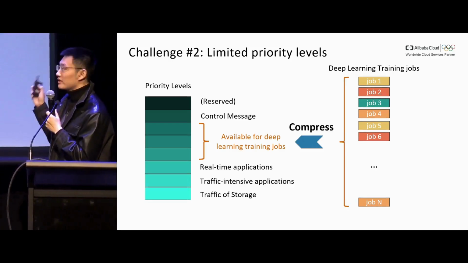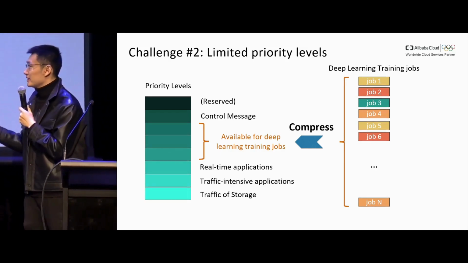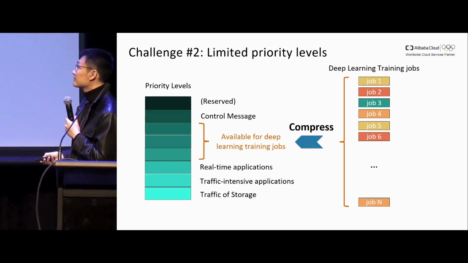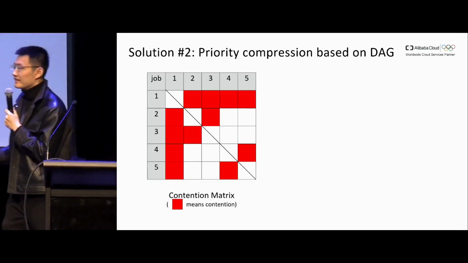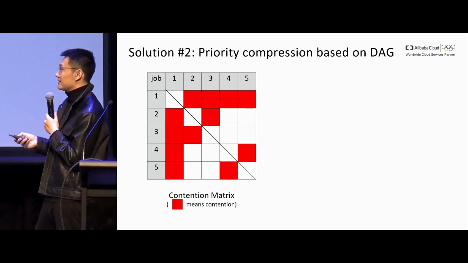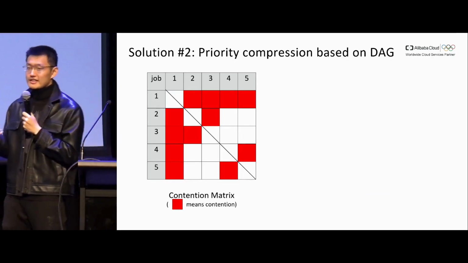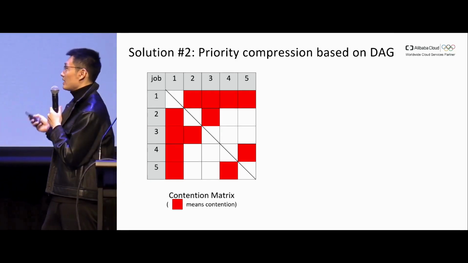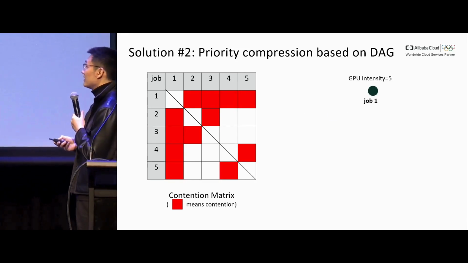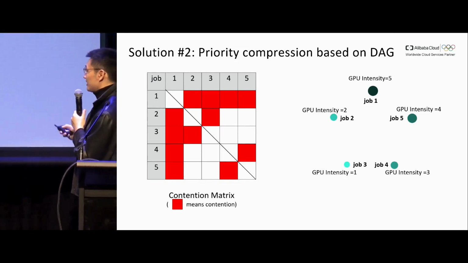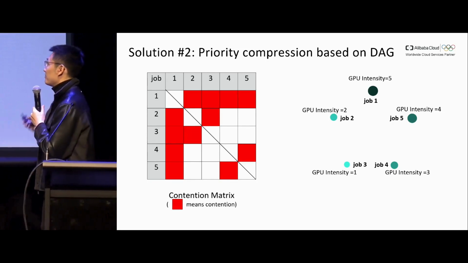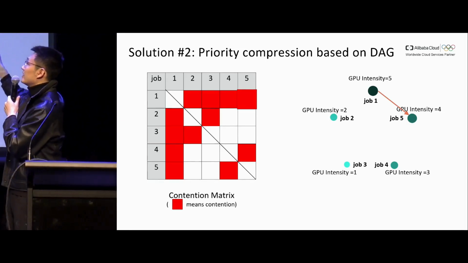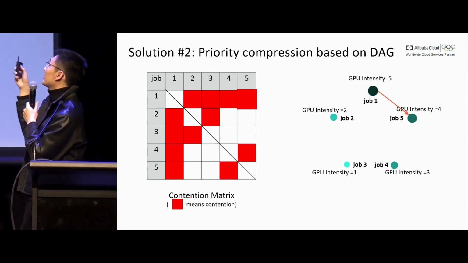So the challenge is how to compress the priority assignment, but still try to differentiate jobs of different GPU intensities. We found that although there can be many concurrent jobs in a cluster, usually a job only has communication contention with some of them, not all other jobs. Just like this matrix, only a red block means communication contention. So based on this insight, we can build a directed acyclic graph to describe the potential communication contention between jobs. An edge from A to B represents that jobs A and B have communication contention, and job A has higher GPU intensity.